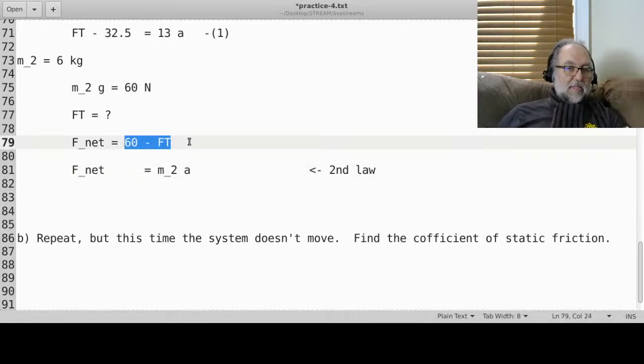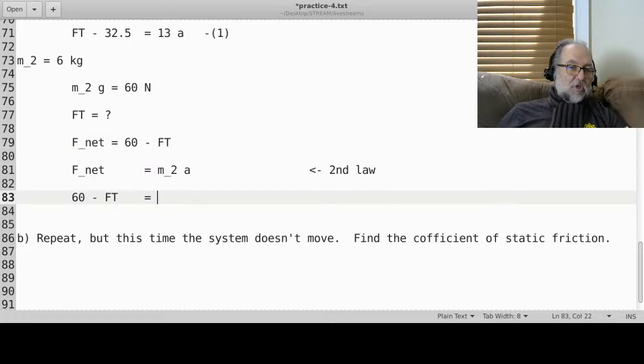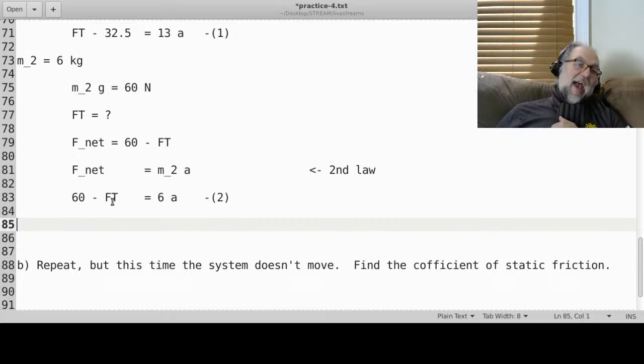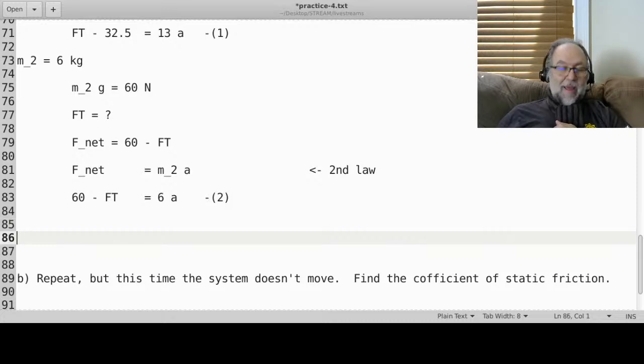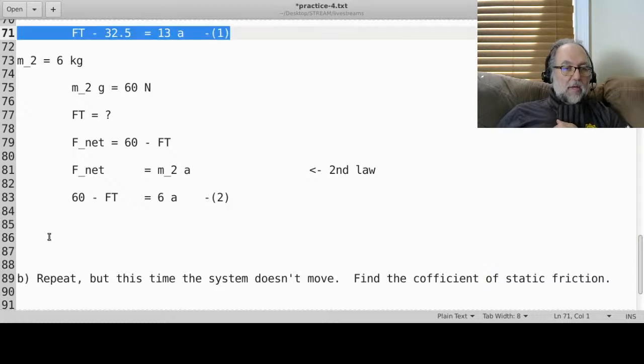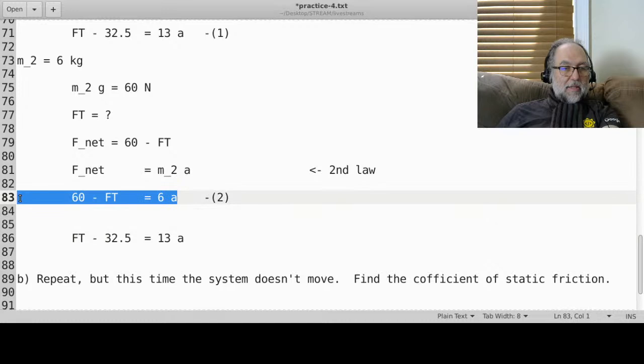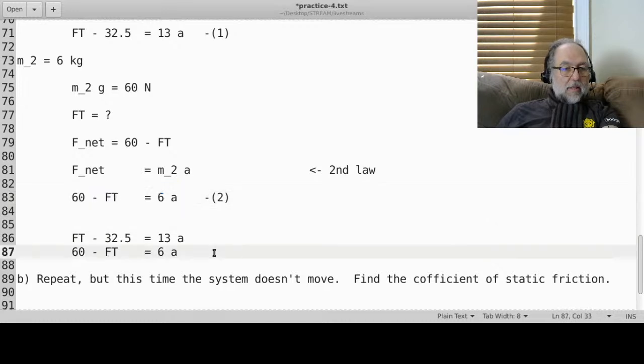And so this one's equal to 60 minus FT, and that's going to equal m2a. And what's m2 equal to? 6 times a. And there we go. That's as far as we can go. Okay, if we had FT, we could solve for a, but we can't. Okay, and you say, well, now what do I do? Well, what you do is, the rest is really just math. What you do is you put these two equations together. You put this one here, all right, and you put this one underneath like this.